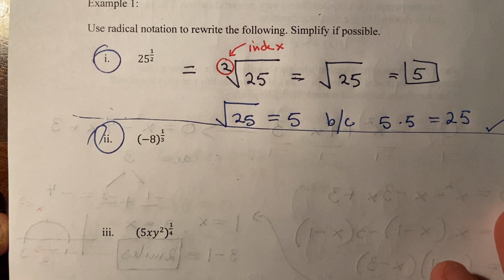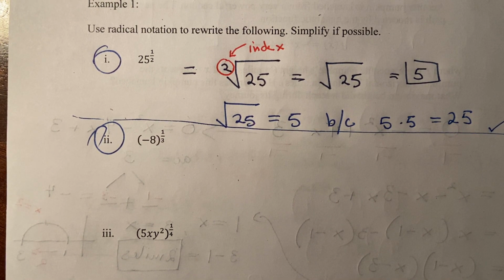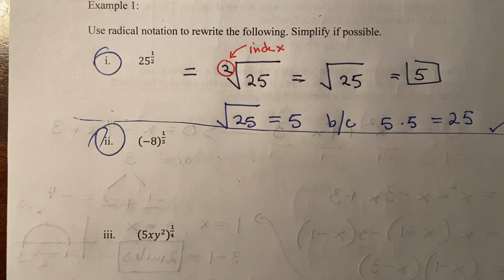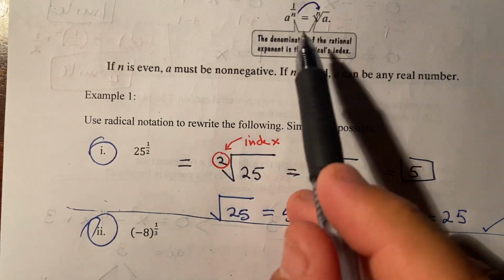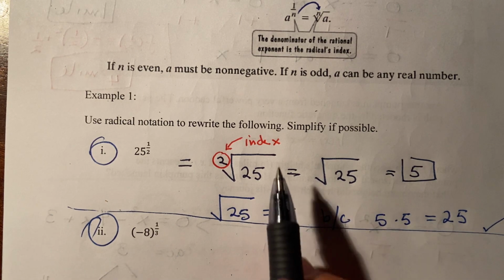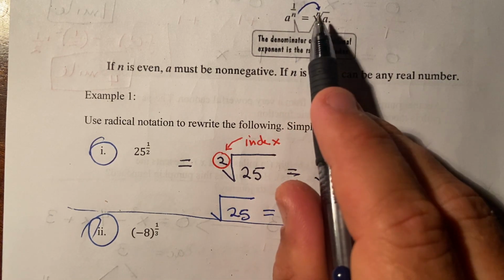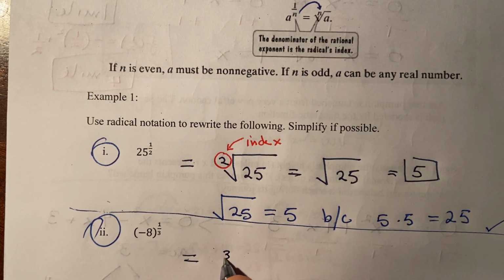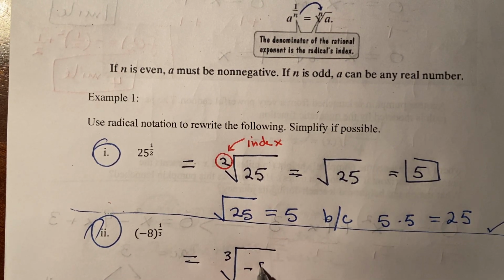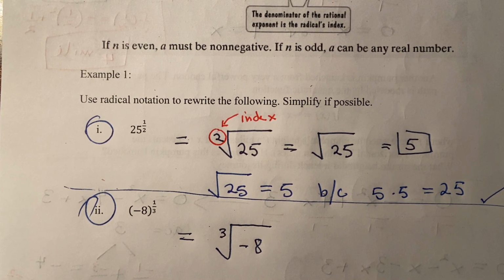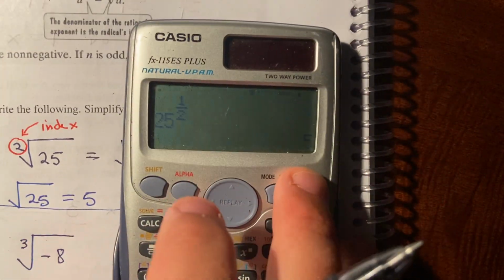What about a different type of power? Now we have -8 raised to the 1/3. So just to follow this up here, if we have a is now -8 and it's raised to the 1/3, that means that 3 is going to become the type of the root. So this would be equal to the cube root of -8. And maybe I'll type that in just to see if my calculator knows what that is.